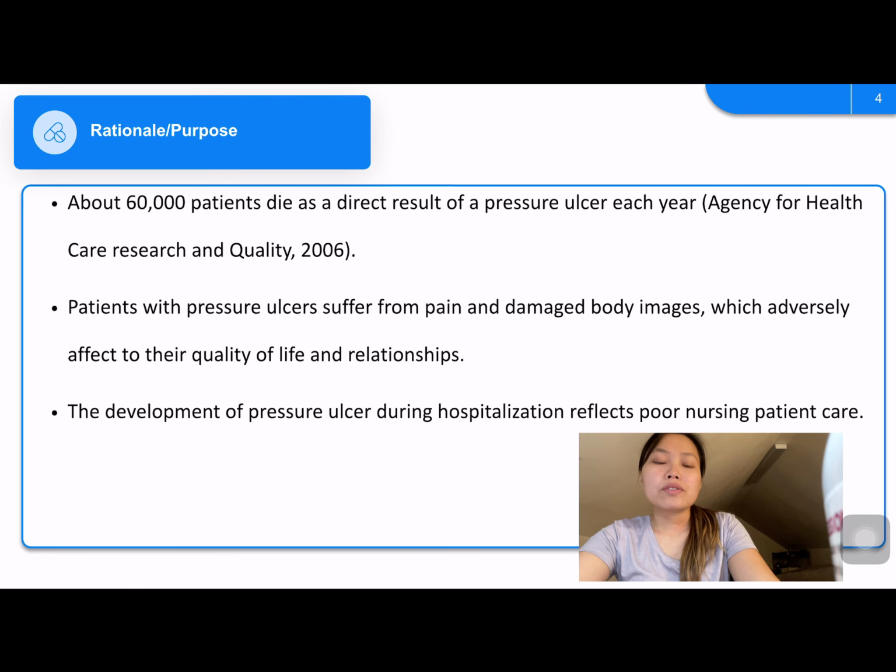So according to research, around 60,000 patients die from complications of pressure ulcer. And patients who have pressure ulcer will suffer from pain, complication of infection, and also damage to body image. And that will affect their quality of life and may contribute to another disease. Also, the development of pressure ulcer reflects poor nursing patient care.